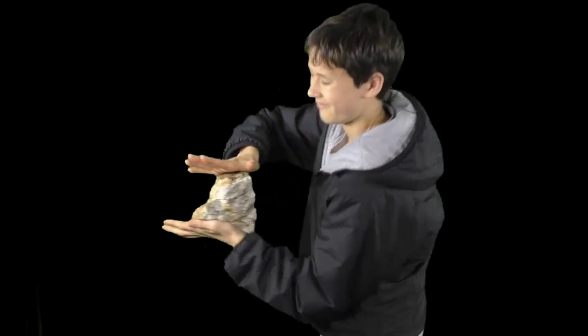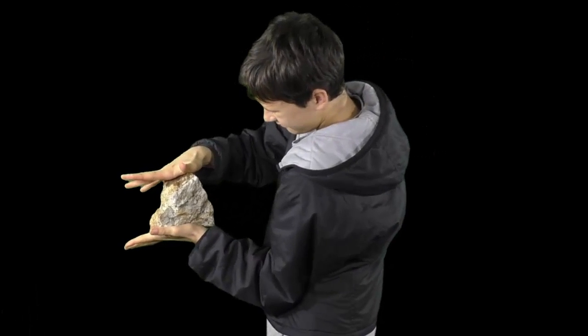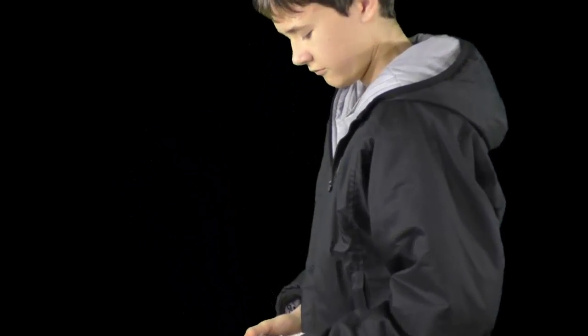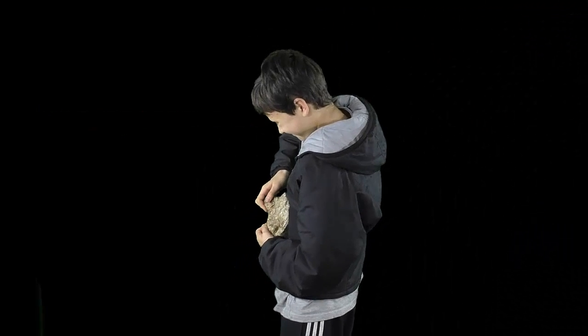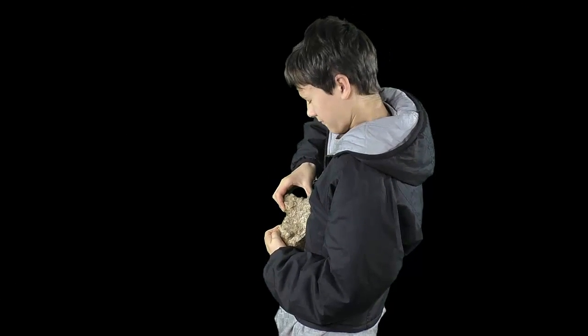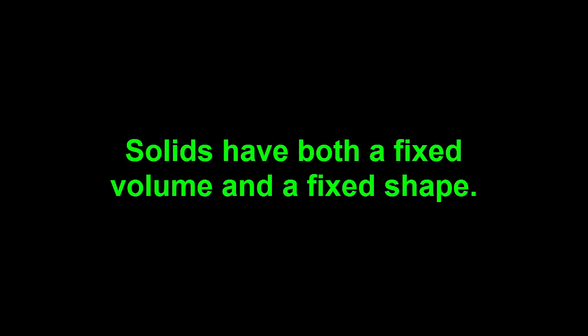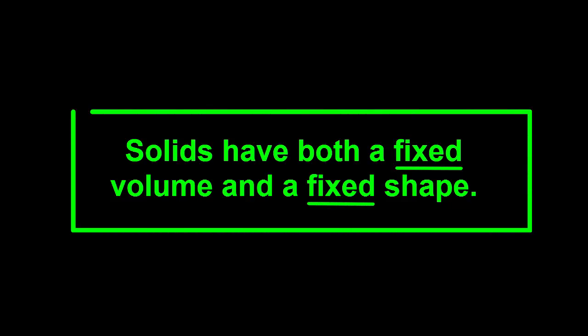Can we change the volume of a solid? Try squashing a rock. Not doable. They can't be squeezed into a smaller space. They're incompressible. Can we change its shape? Try bending a rock. Not doable either. Solids have both a fixed volume and a fixed shape. Their fixed volume and shape means that solids are rigid.